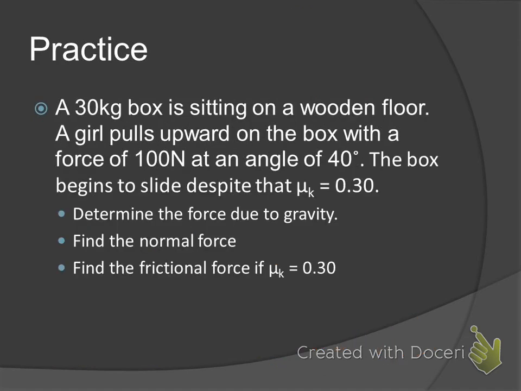A 30-kilogram box is sitting on a wooden floor. A girl pulls upward on the box with a force of 100 newtons at an angle of 40 degrees. The box begins to slide, and the coefficient is 0.3. So we're going to find the horizontal acceleration. Here's the steps that you need. This one is more complicated, okay, in a couple ways.